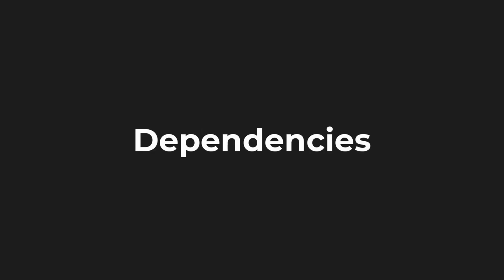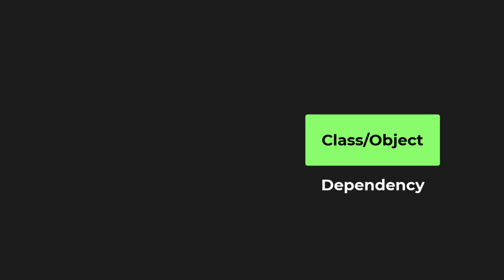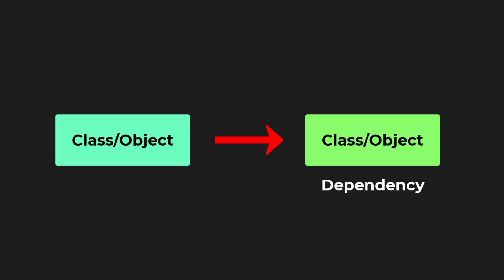In this video, we're going to talk about dependencies. What is a dependency? A dependency is simply a class or an object that another class or object depends upon.